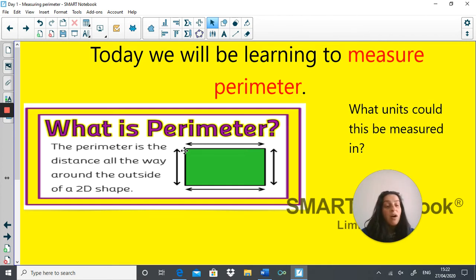Now, there was a lot of work on units of measurement last week. So looking at this question here, just pause the video to consider what units we could measure perimeter in. Okay, so the units that we can measure perimeter in are units of measurement that are used to measure distance and length. So that would be millimeters, centimeters, meters, kilometers, depending on how big the shape is. But for the purposes of today's lesson, we're measuring in centimeters. Moving on.